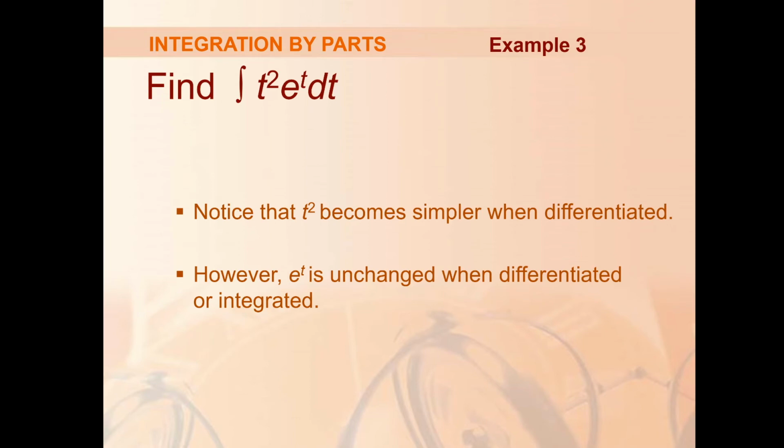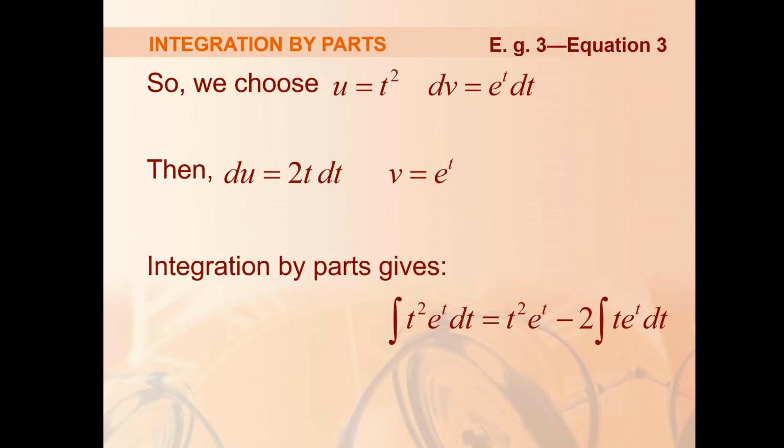Okay, so now let's just try another one. The integral of t squared times e to the power of t dt. So we choose u as t squared. Again, we want to reduce down the power once we take the differential. So that's what we got here. And then dv is just e to the power of t dt, and the integral of e to the power of t is the same thing.